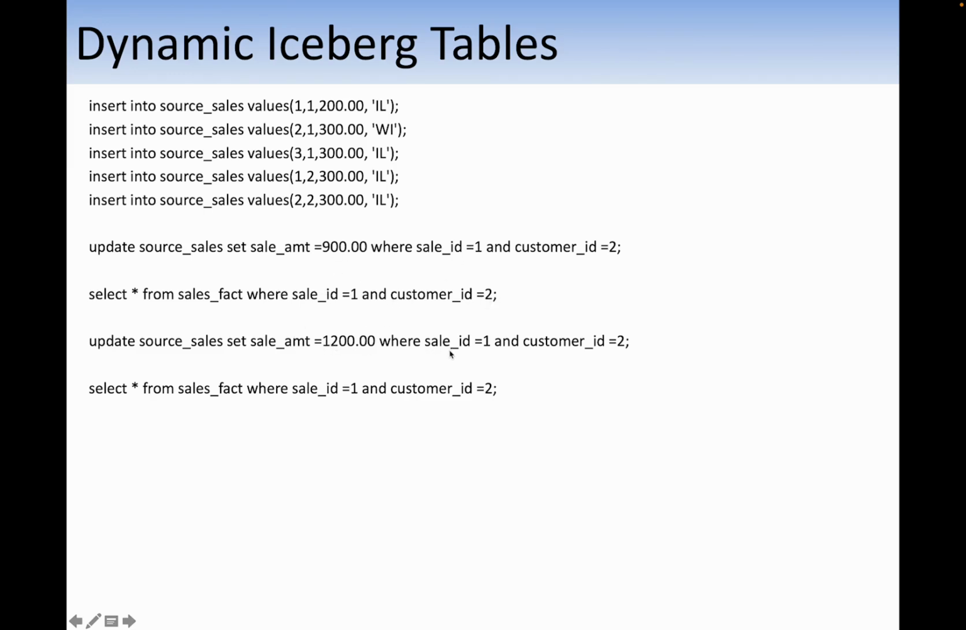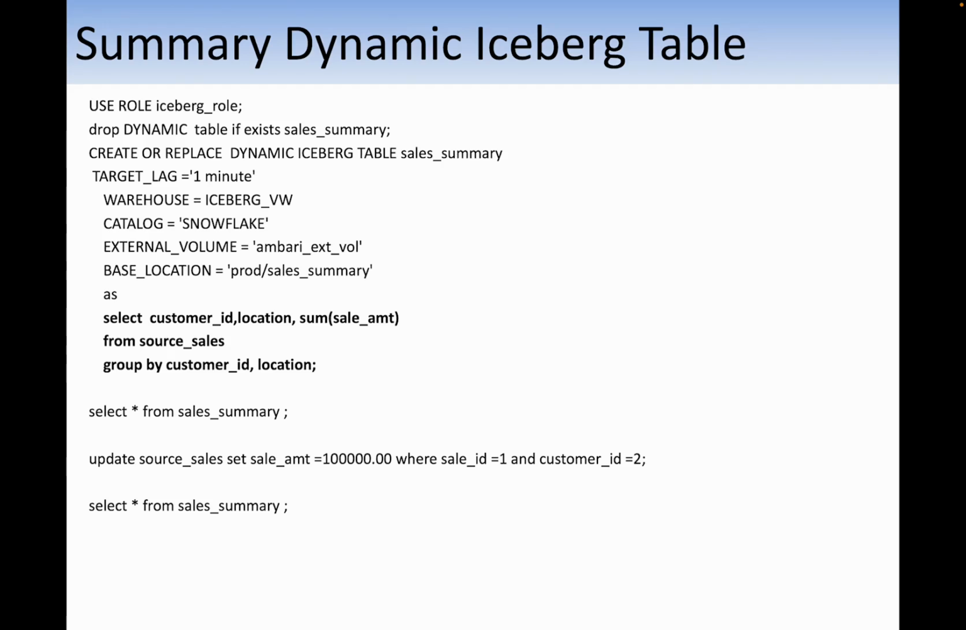Then update again, and you see the changes after 1 minute because I'm running the refresh every 1 minute. Now this is where it gets interesting. Here I want to create a dynamic Iceberg table, again with the same sales data, but it's a dynamic table for a sales summary.